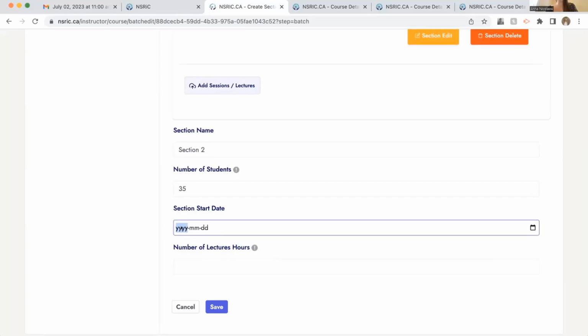Then you'll put in the start date. Let's say this course is starting in February of next year, just as an example. So 2024, let's say February 3rd is the first day. That'd be 0203 for February 3rd.